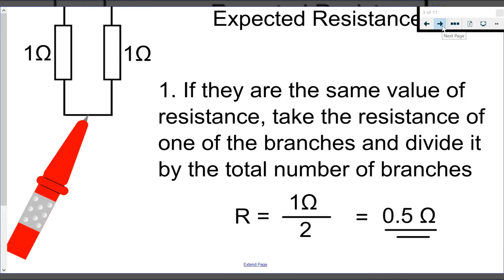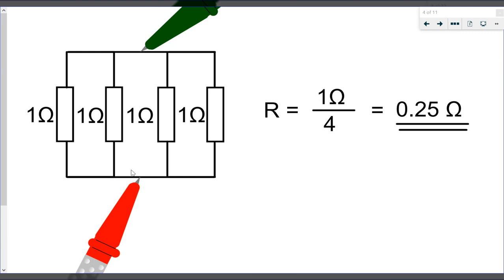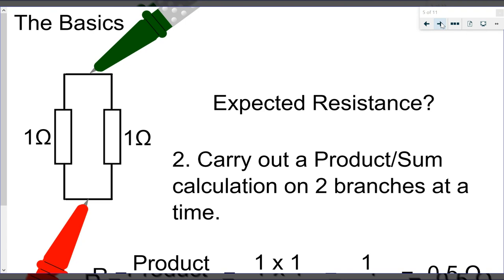Okay, so you'll see there we have two 1 ohm resistors in parallel with each other. So I take one of those resistances, 1 ohm, and divide it by the total number of branches. You'll see there we have two branches. So 1 divided by 2 gives us an accumulated resistance in this parallel circuit of 0.5 of an ohm.